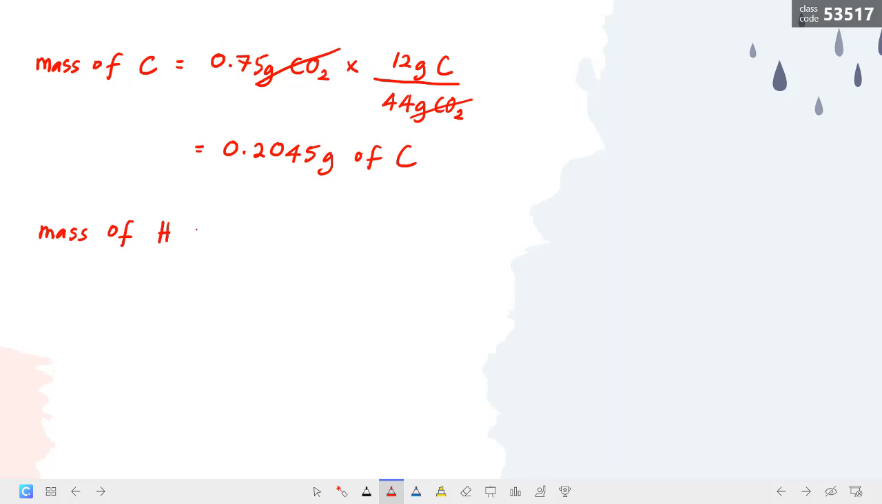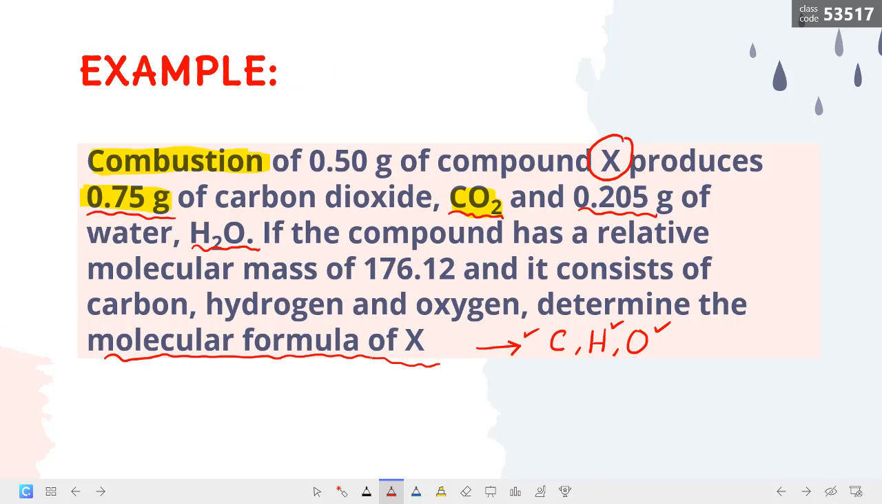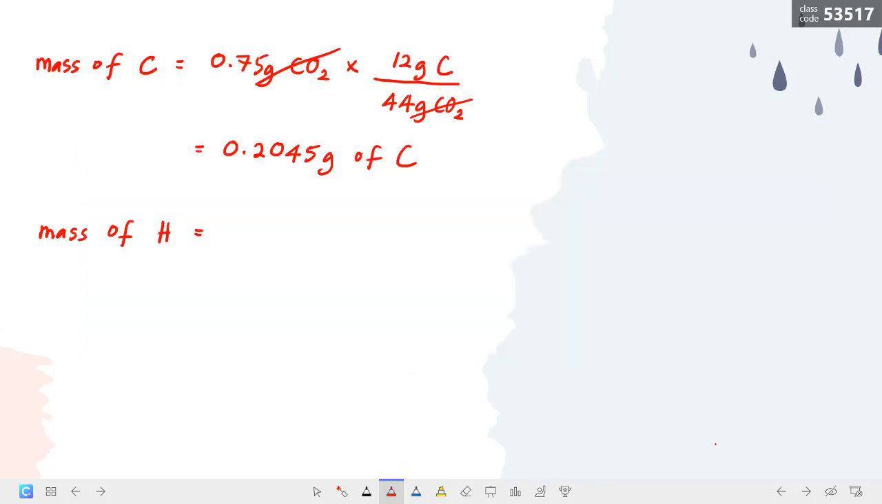hydrogen. Sebab dia dah sebut elemen, compound X ini mengandungi karbon, hidrogen, oksigen. Okey, patah balik pada soalan. So, macam mana kita nak cari mass of hydrogen? Kita tengok kepada maklumat water. So, we have 0.205 gram of water. And then, now, continue with determining the mass of hydrogen.